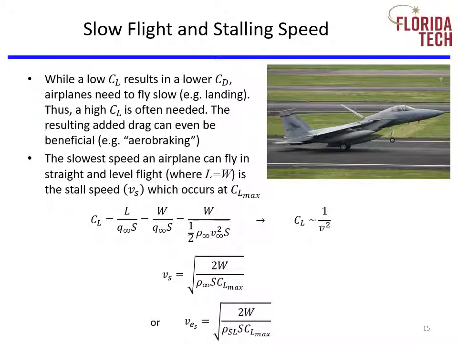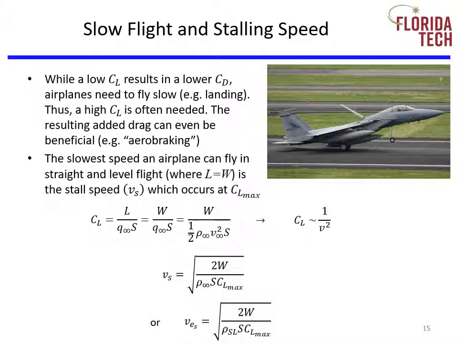While a low CL does result in a lower CD, airplanes do need to fly slow, for example, landing. In that condition, a high CL is needed. The resulting added drag can even be beneficial. That's the case for aerobraking.